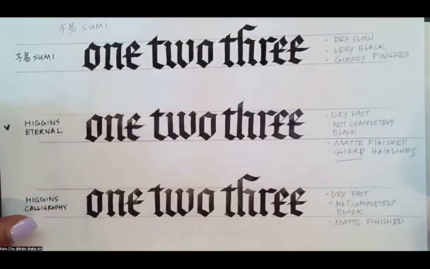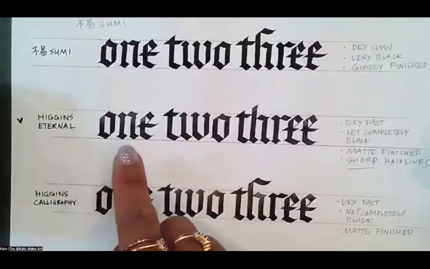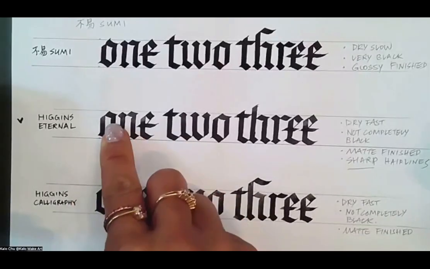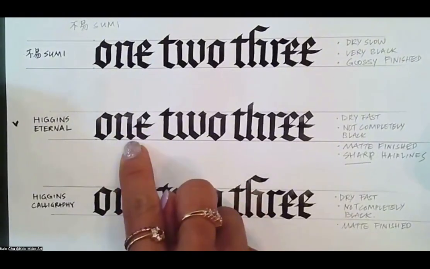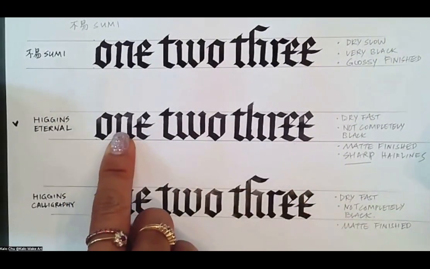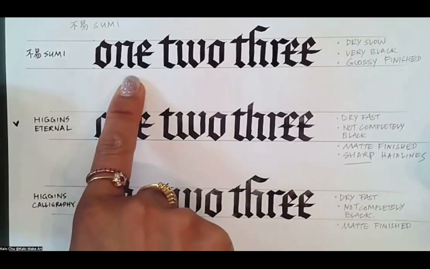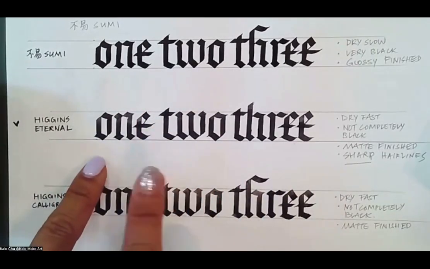Anyway, with the Higgins Eternal, I put a heart. I really like it because it's not so pigmented. And what I notice is I have much sharper lines. When I write with it, I really notice the crisp hairline that I can create. And it dries much faster than the Sumi ink. And it's not completely black. That's, I guess, a downside.